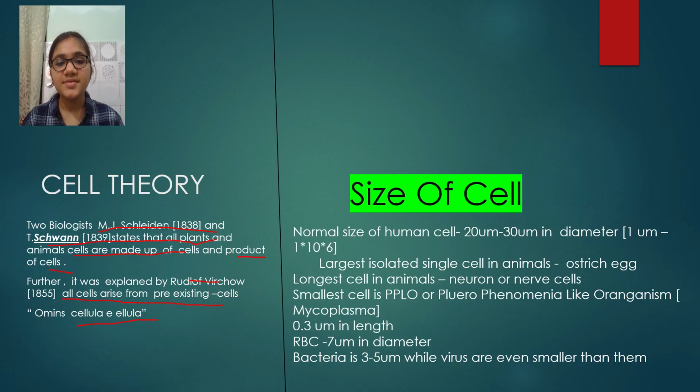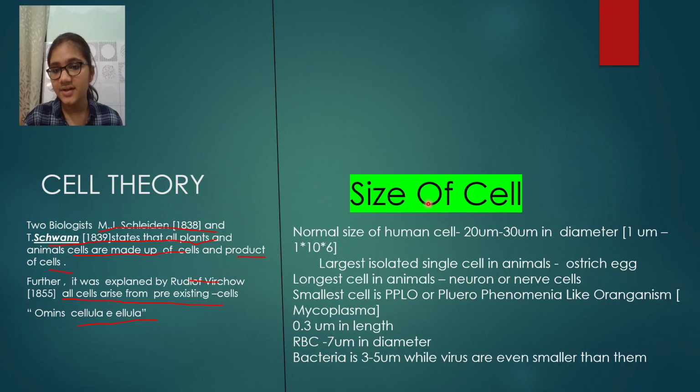Then the size of the cell, a very important part. First, the normal size of a human cell. The normal size of a human cell is 20 micrometer to 30 micrometer in diameter. And 1 micrometer is equal to 1 into 10 to the power minus 6 meter.